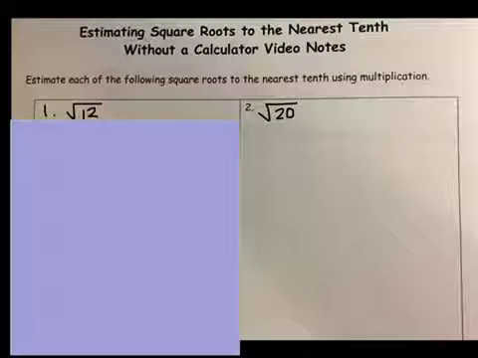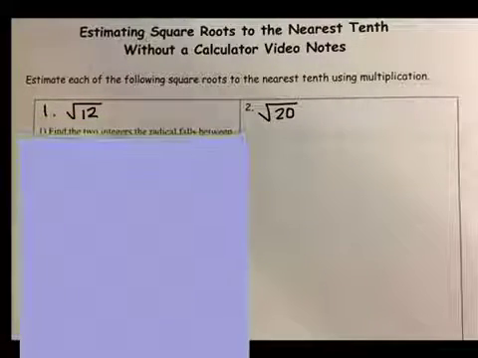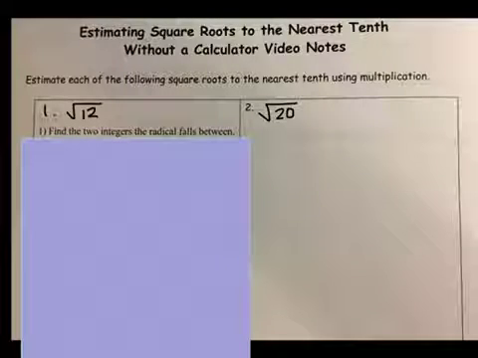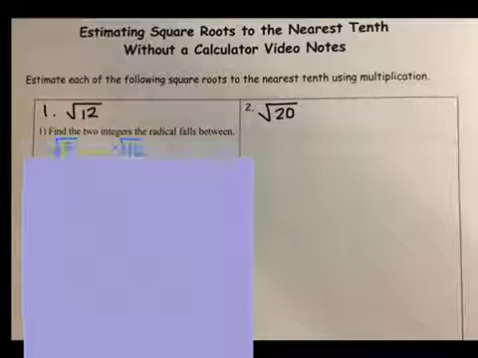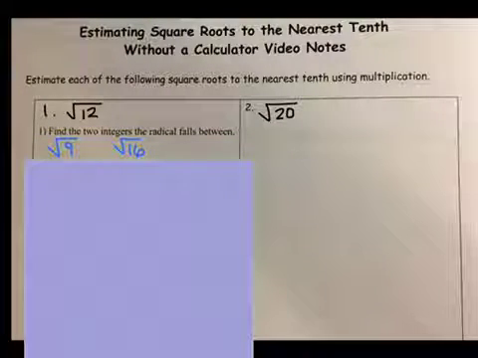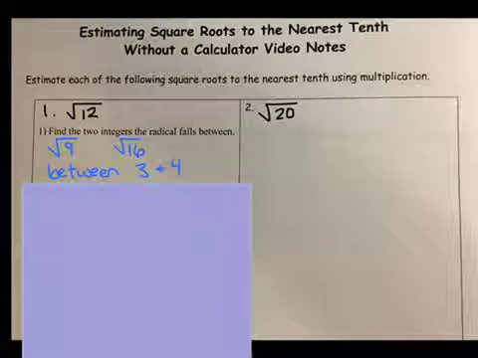So we've already worked a little with approximating square roots, finding what integers a square root's between, but now we're going to estimate to the nearest tenth, so get an even closer approximation. So for number 1, we're working with the square root of 12. The first thing we're going to do is find the two integers the radical falls between. We've already done this. I noticed it's between the square root of 9 and the square root of 16, those perfect squares. So I know it's between the integers 3 and 4.